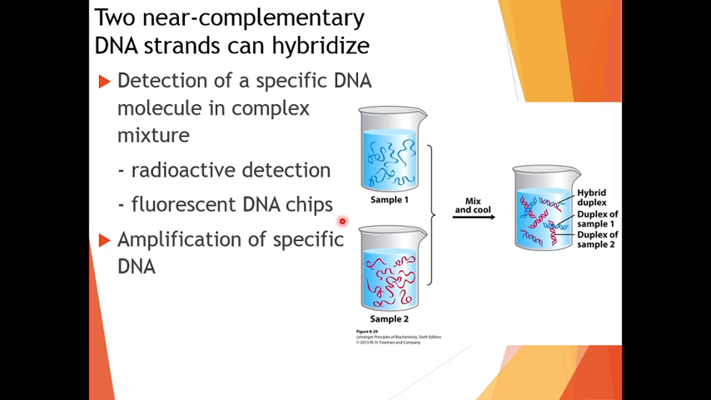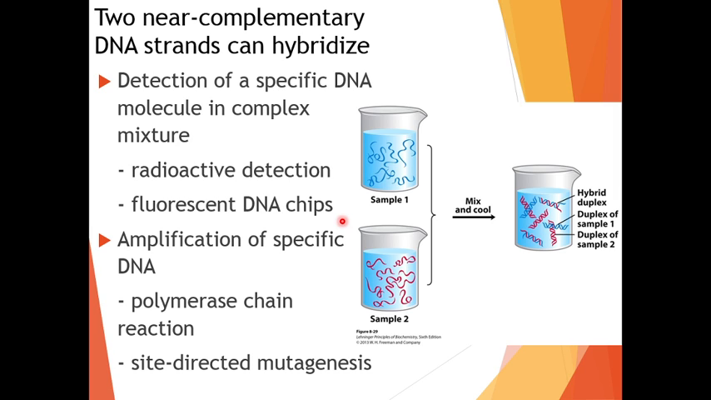One can amplify specific DNA sequences of whichever one wants or needs. It can be done using polymerase chain reaction. Remember, polymerase chain reaction involves heating and cooling DNA strands. It is also involved in site-directed mutagenesis. We'll talk about what site-directed mutagenesis is in a little bit.